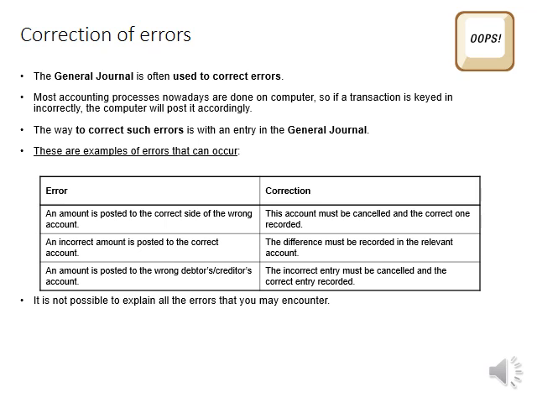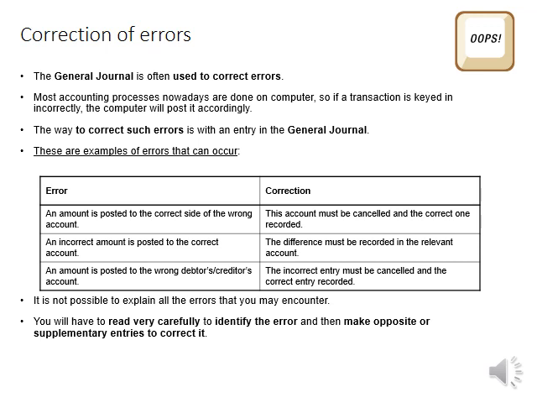It is not possible to explain all errors that you may encounter. You will have to read very carefully to identify the error and then make opposite or supplementary entries to correct it. Now, it's very important that you follow the following steps. First, you will determine what are the two accounts that are involved. Second step is to determine which of these accounts are now incorrect. And then the next step will be to fix the error.